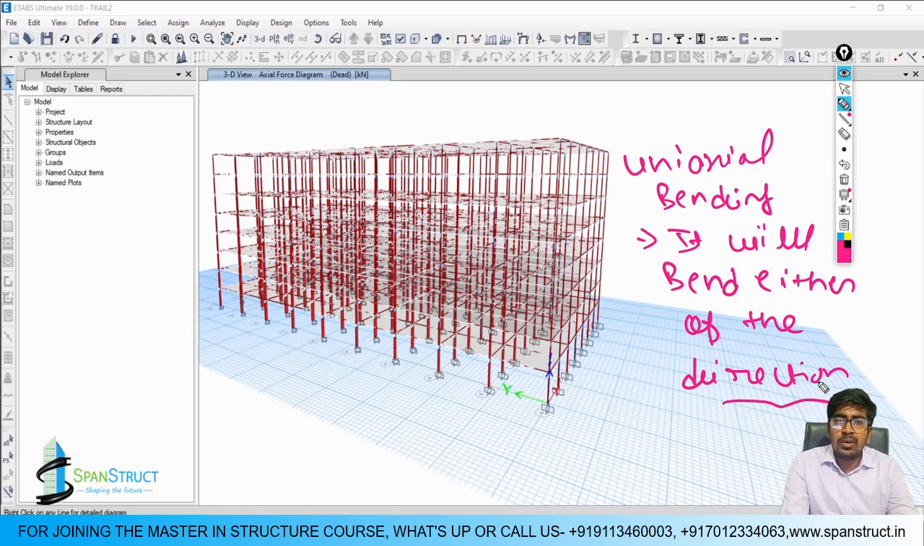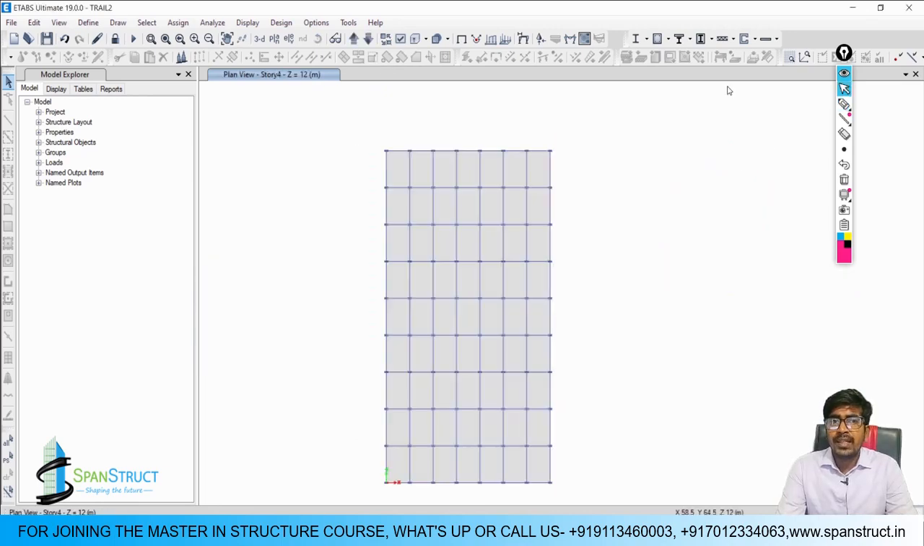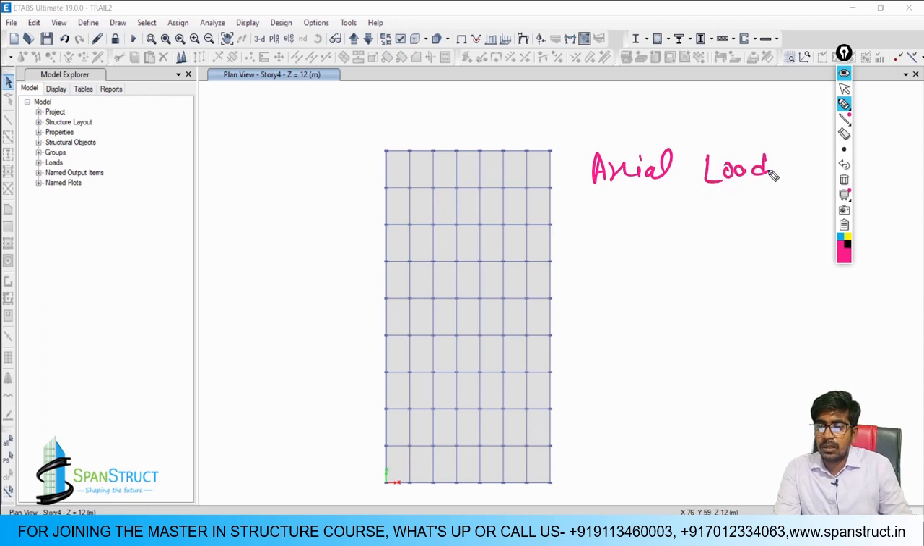Now next we are going to see what an axial loaded column is. Now we will look at the axial loaded column. So I will write it here: axial loaded column.